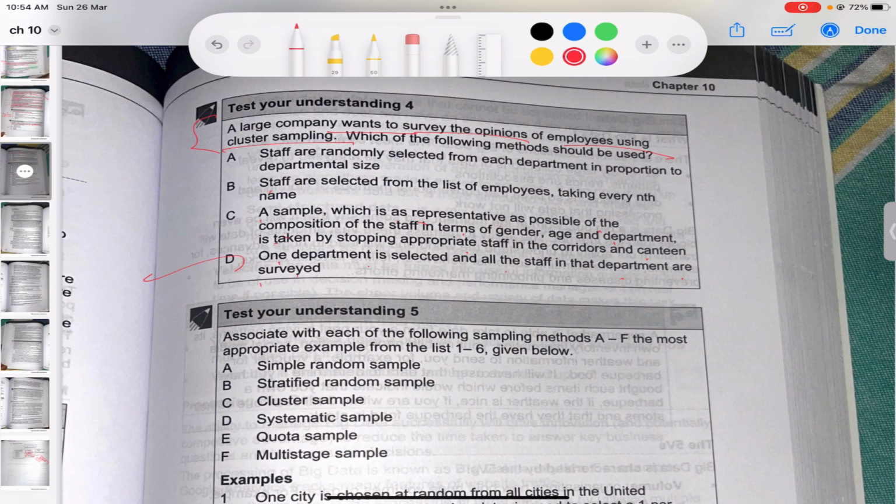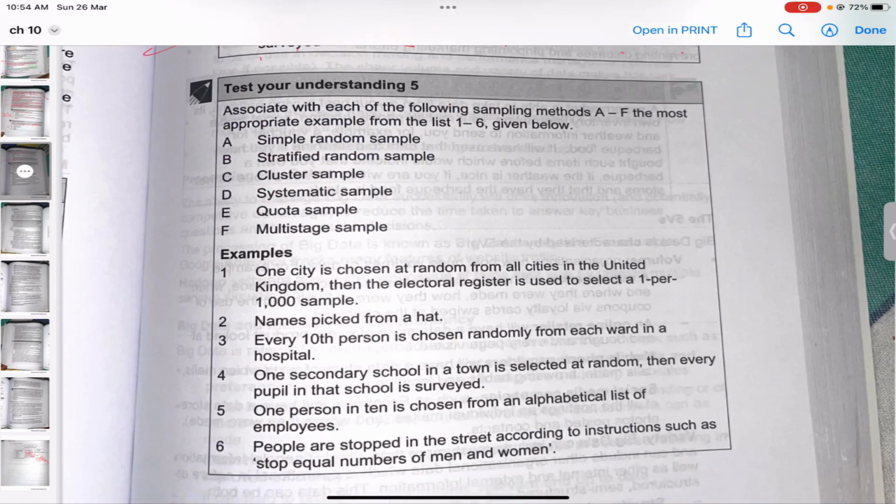You remember what cluster was? It is just like multi-stage sampling. The last stage or the last step involved choosing a group. So one department is selected. That's nice. We are done with this. Let's do 5 now.